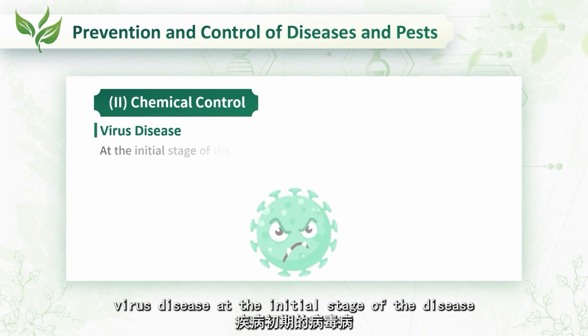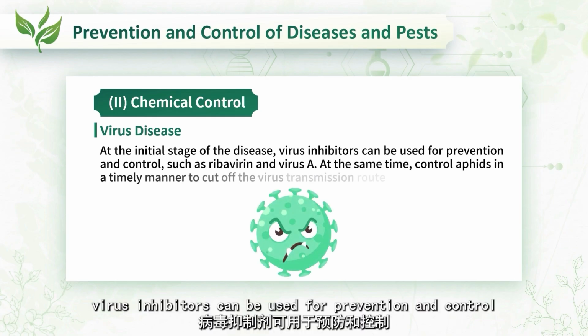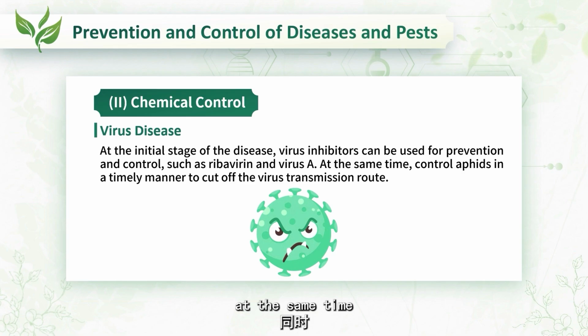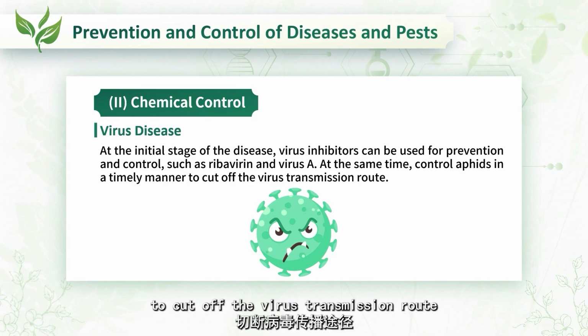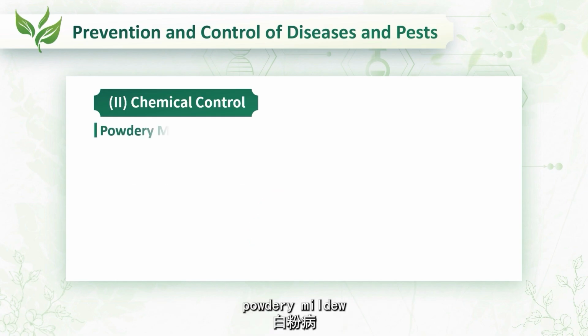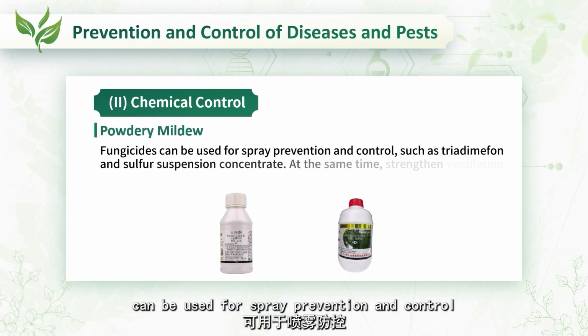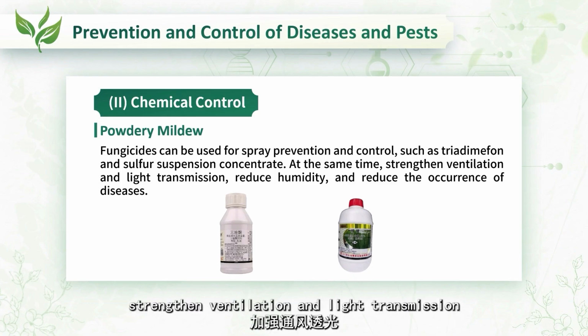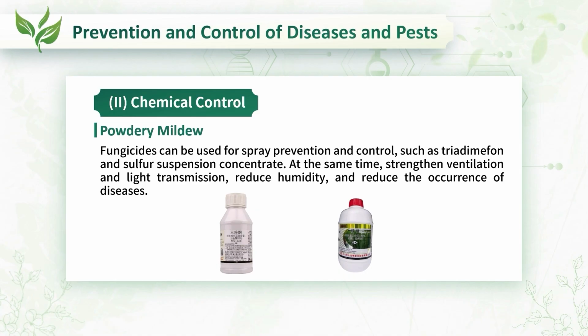Virus disease. At the initial stage of the disease, virus inhibitors can be used for prevention and control, such as ribavirin and virus A. At the same time, control aphids in a timely manner to cut off the virus transmission route. Powdery mildew. Fungicides can be used for spray prevention and control, such as triadimefon and sulfur suspension concentrate. At the same time, strengthen ventilation and light transmission, reduce humidity, and reduce the occurrence of diseases.